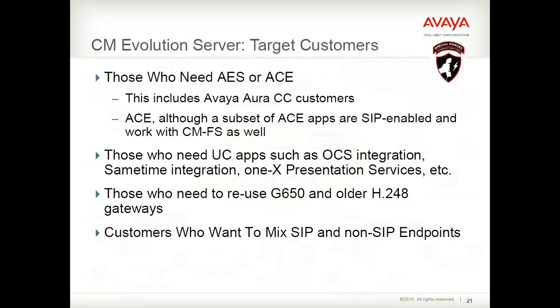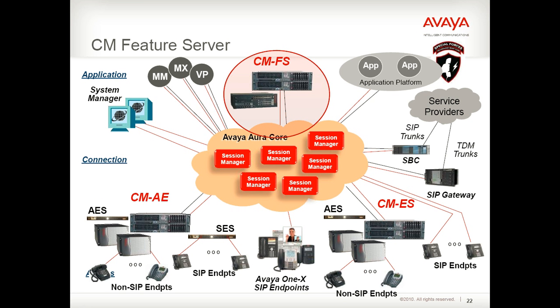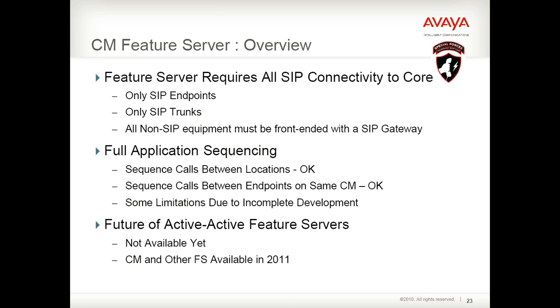And then kind of the third building block here that we're going to look at is the feature server. This is the block where you become completely SIP across your entire network. If you can notice, everything's kind of in your core there, and everything really becomes an application. And we'll go through this a little bit in depth on how this whole feature server functionality works. Again, notice all the connectivity to the core is SIP, only SIP endpoints, only SIP trunks. Any non-SIP equipment, yes, it can work, but if you notice, it must be front-ended with a SIP gateway.